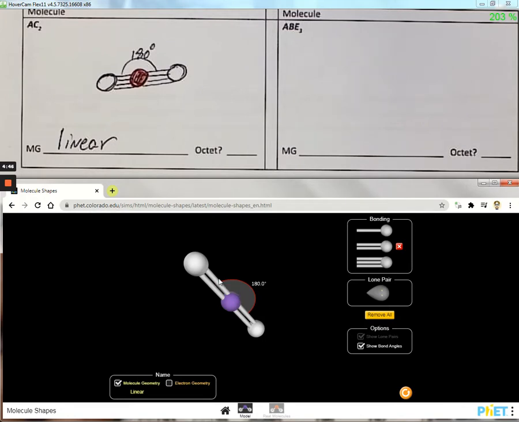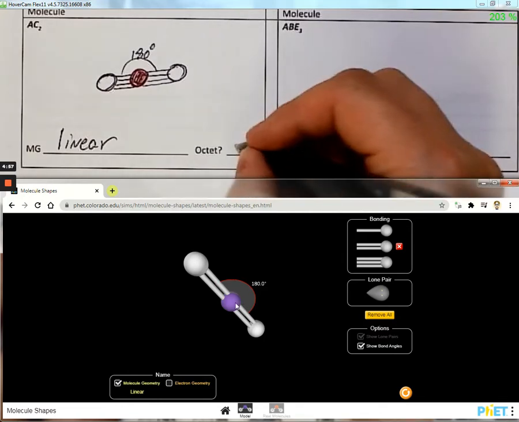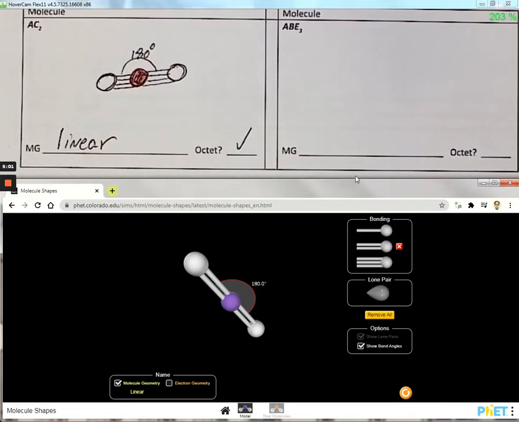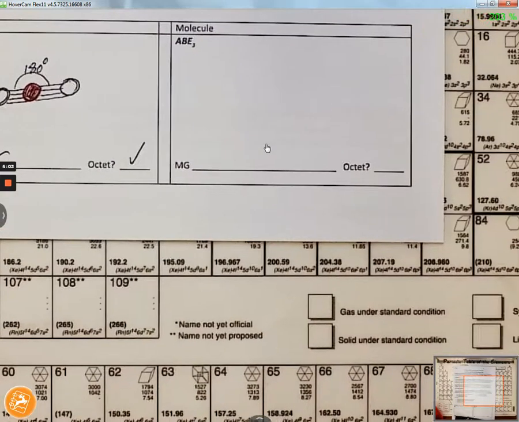As far as octet, each one of these represents a pair of electrons. So I've got 1, 2, 3, 4, 5, 6, 7, 8. So for this guy right here, yes, he is satisfied. So I'm going to just put a check mark. Come over to the one right next to it.